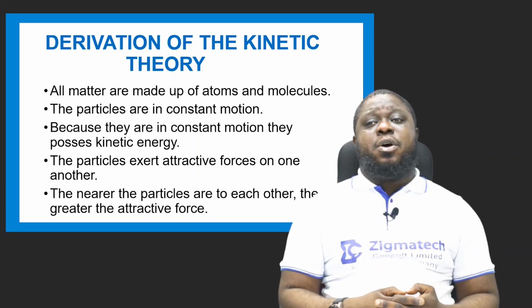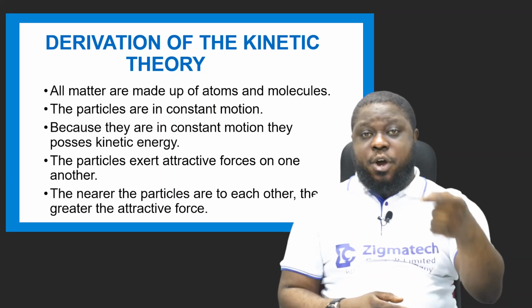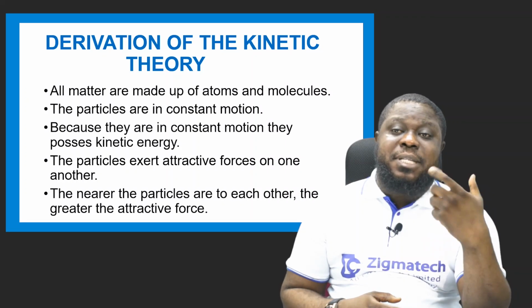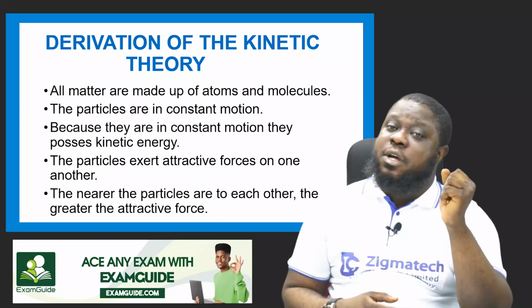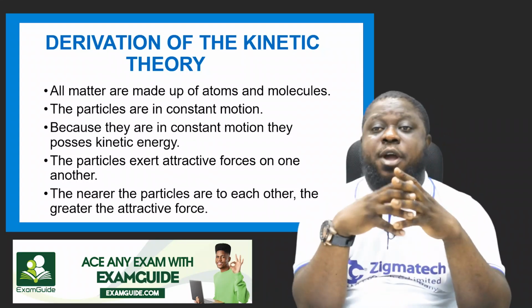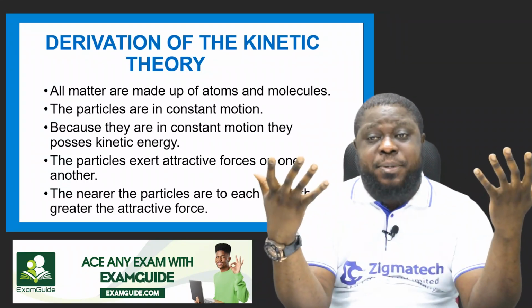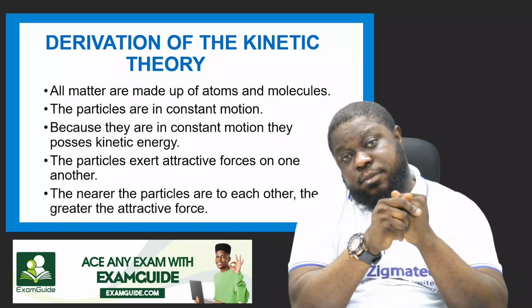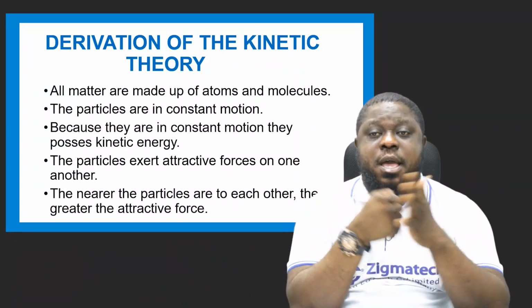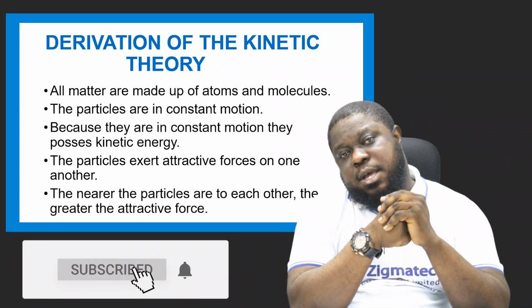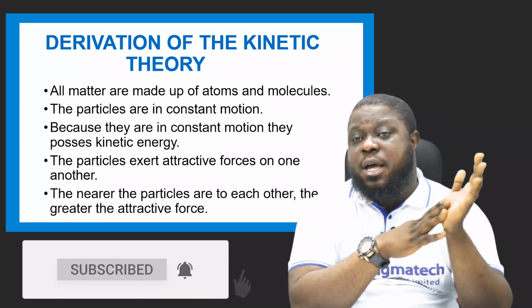And he said the particles are in constant motion because they are small and they possess kinetic energy. That is why they are in constant motion. They are always moving. They don't stop. He tells us because they are in constant motion, they possess kinetic energy. Okay, because of this they possess kinetic energy because motion is kinetic. And the energy you get in motion is kinetic energy.